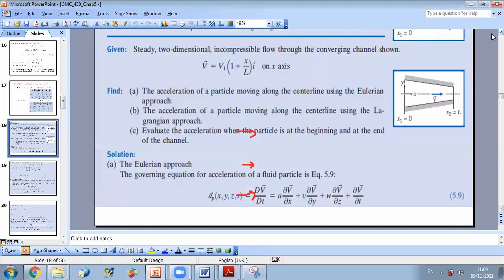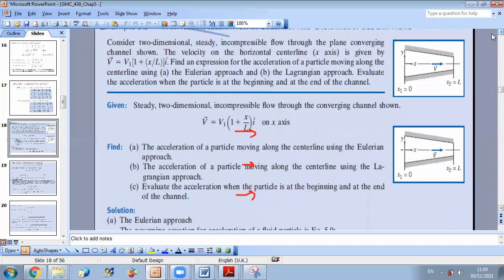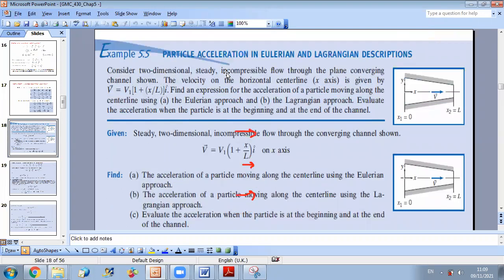Let us do an example on acceleration. We consider a two-dimensional steady incompressible flow through the plane converging channel shown. The velocity on the horizontal center line, the x-axis, is given by v vector equals v1 times (1 plus x over L) times i. Find an expression for the acceleration of a particle moving along the center line using first the Eulerian approach and then the Lagrangian approach, and evaluate the acceleration of the particles at the beginning and at the end of the channel.